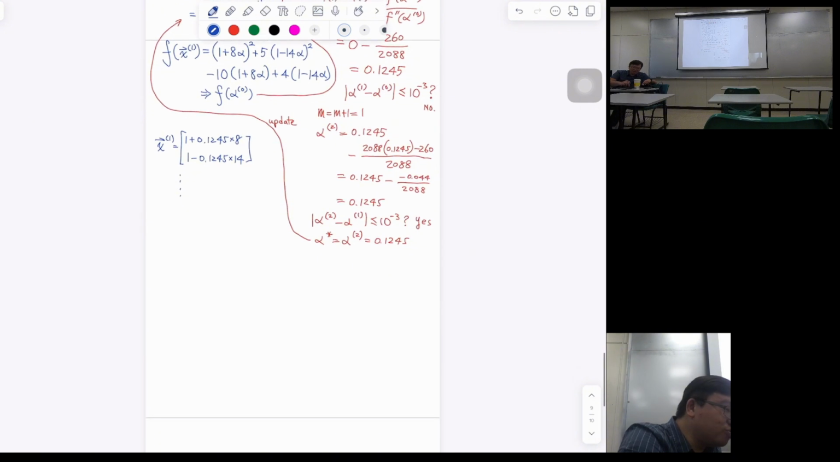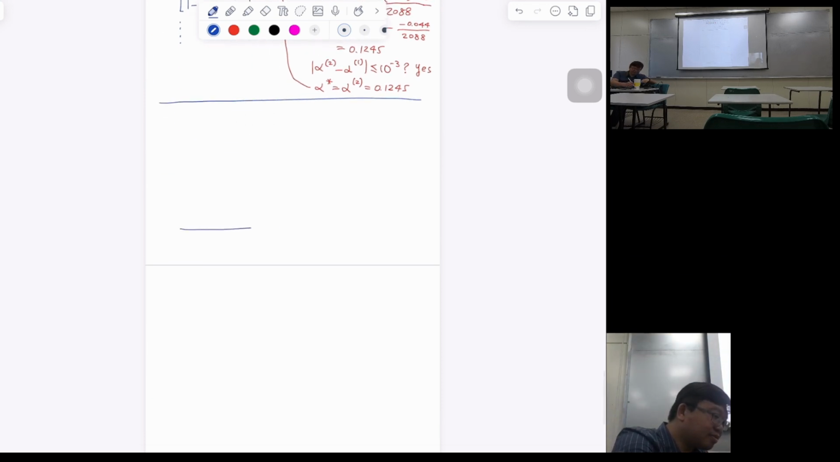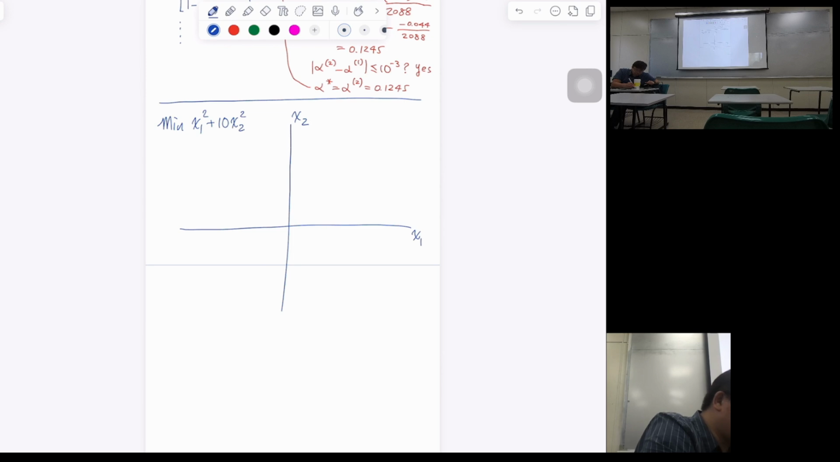Now, I would like to make some drawings about what happened in between Newton's method and the steepest descent method. So if you have a function, this is x1 and x2, and let's say I am minimizing x1 squared plus 10x2 squared. Very simple problem. So in this case, maybe not 10, maybe 9.